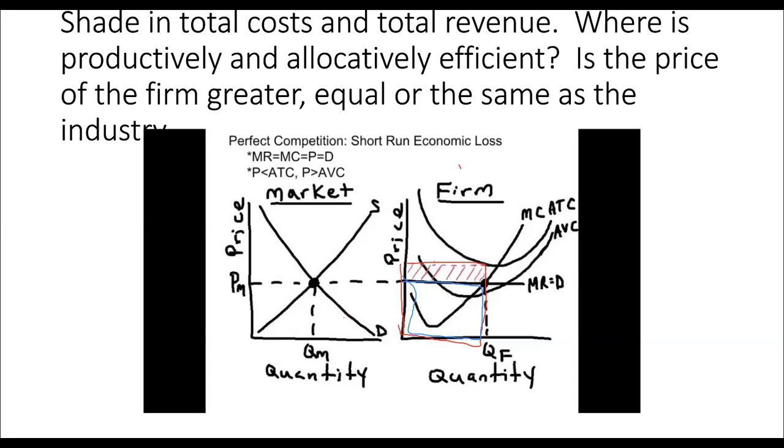Could you tell me where productively or allocatively efficient is? Where MC crosses ATC, because productively efficient is least cost. It's going through the ATC. Okay. Lorenzo, allocative efficiency.